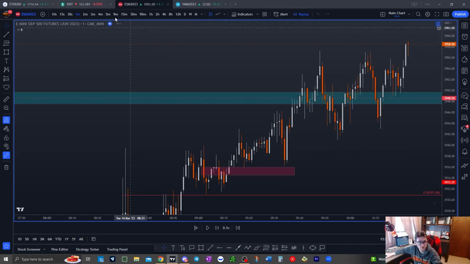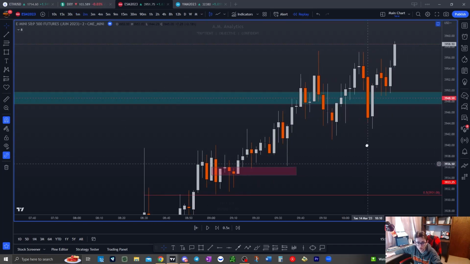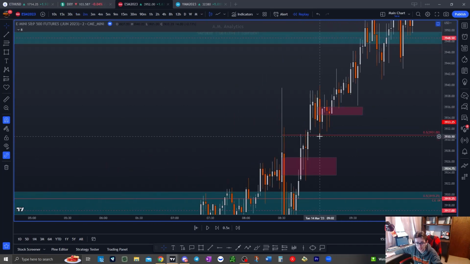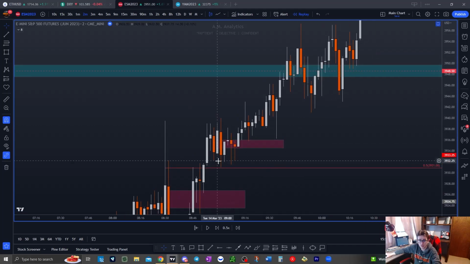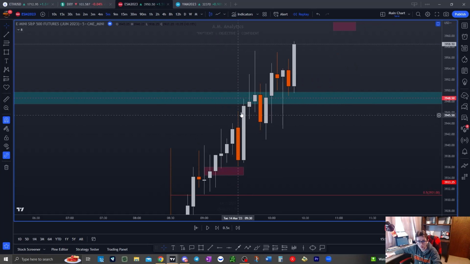So let's go over here to the 5 minute. You can see, I'll go 2 minute first. You can see that this is just respecting this area, and having a stop loss down below these lows is something to keep in mind, because we are targeting up within there. You know what I mean? So order flow up within there, 5 minute time frame. We have order flow up within here.